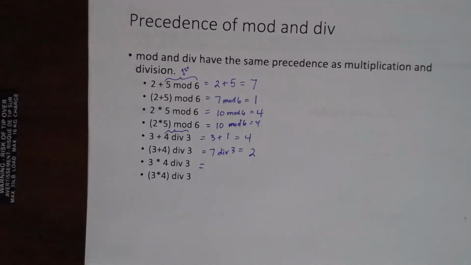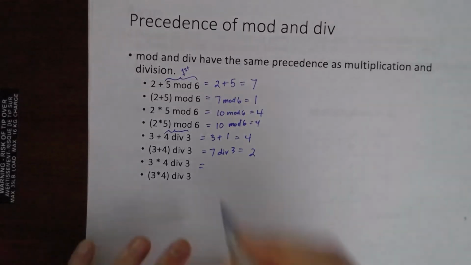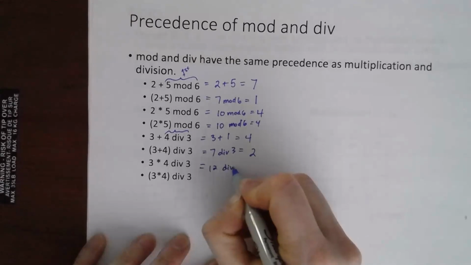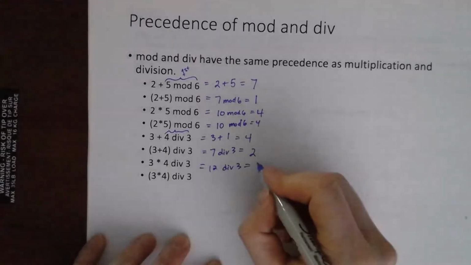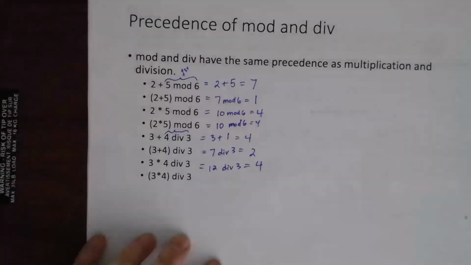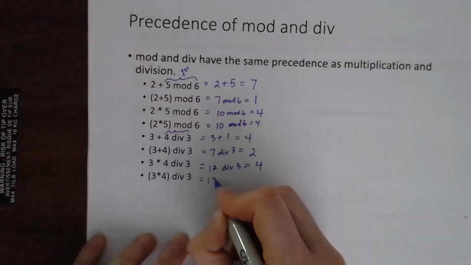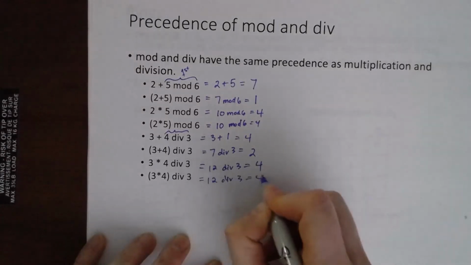The next one, what happens first? The multiplication. So this will be 12 div 3, which is 4. Which will be exactly the same as the one on the bottom. So this will also be 12 div 3, which is 4.